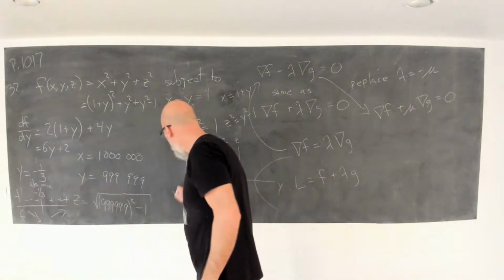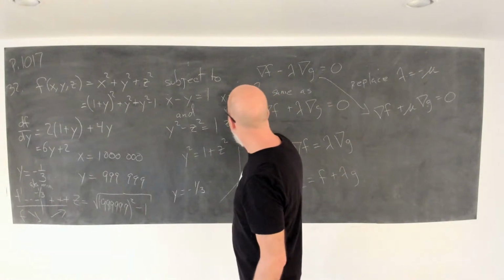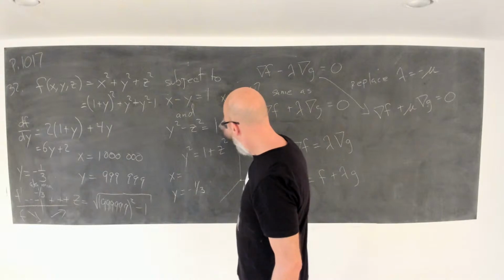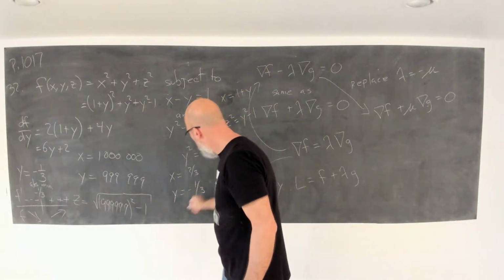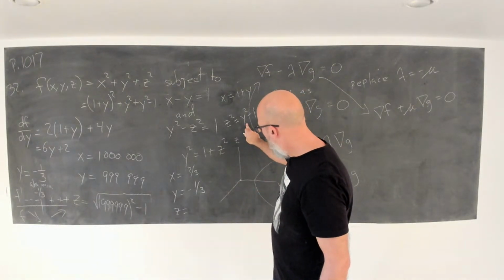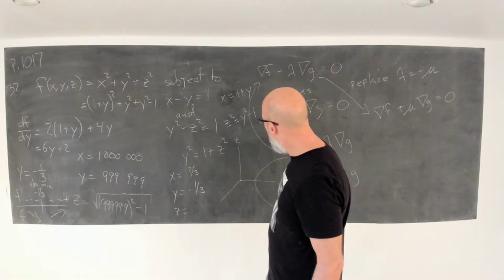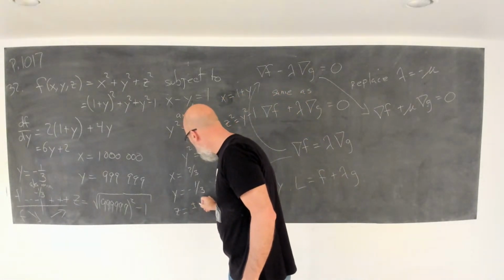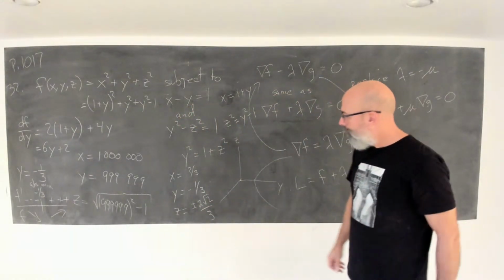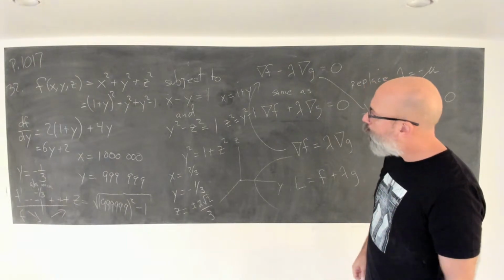If y is negative 1/3, then x is going to be 2/3, and z is 1/9 minus 1, which is 8/9, plus or minus 2√2/3. Did we have those points? Last time we got 1.